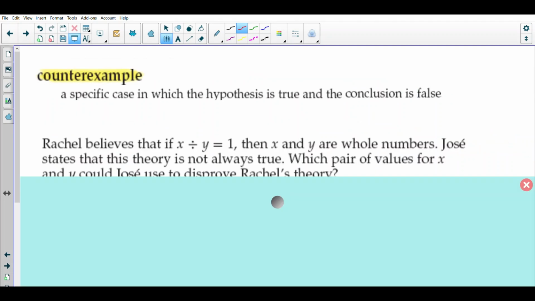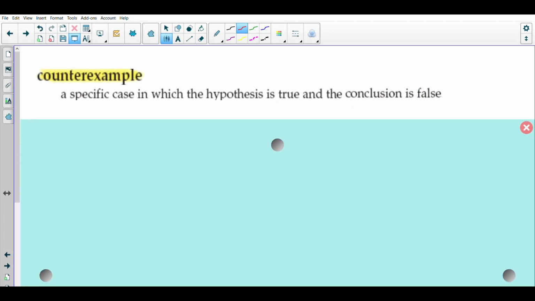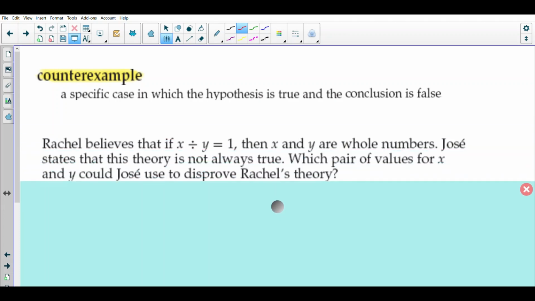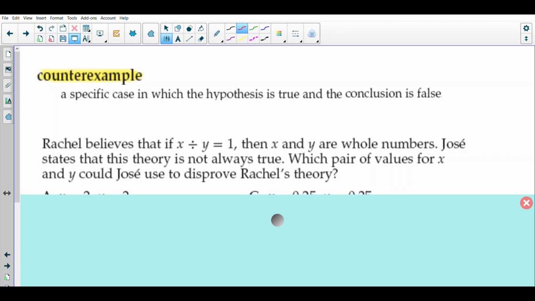All right. So now, last little thing we're going to talk about is counterexamples. A specific case in which the hypothesis is true and the conclusion is false. So, Rachel believes that if x divided by y is equal to 1, then x and y are whole numbers. Jose states that this theory is not always true. Which pairs of values for x and y could Jose use to disprove Rachel's theory? So remember, the hypothesis remains true that we still divide the two numbers, but the conclusion would be false. So x and y are not whole numbers.